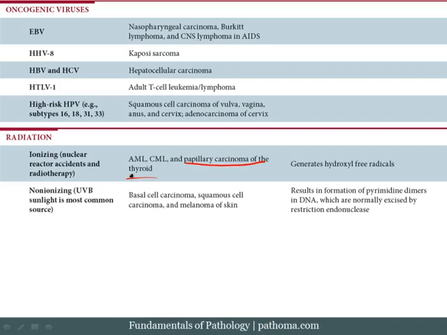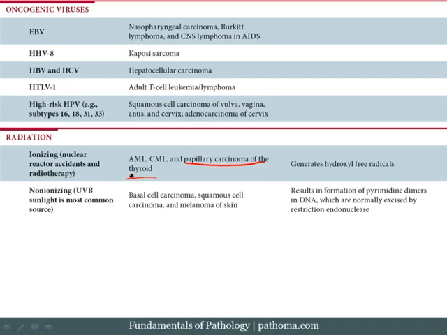For example, children that were exposed to the Chernobyl nuclear accident had an increased rate of development of papillary carcinoma of the thyroid. Also, there was an increased risk of development of AML, and also an increased risk in patients exposed to development of CML. So AML, CML, and papillary carcinoma of the thyroid are the three cancers that are associated with ionizing radiation.